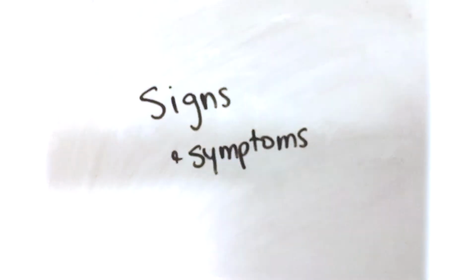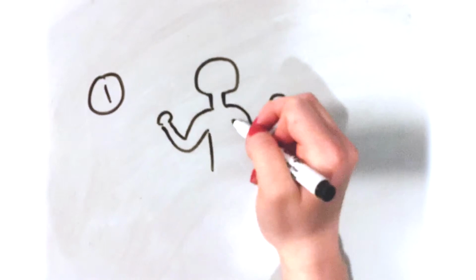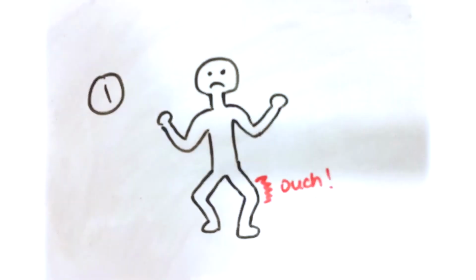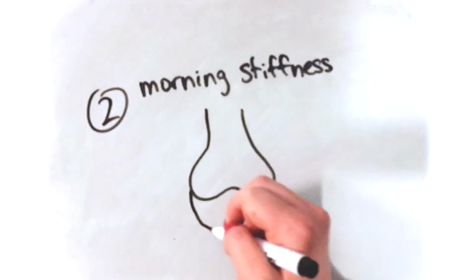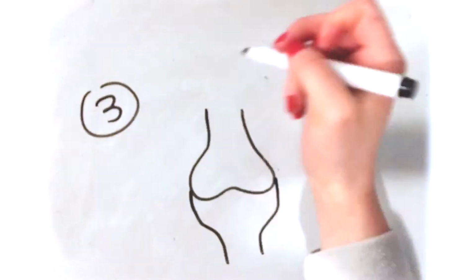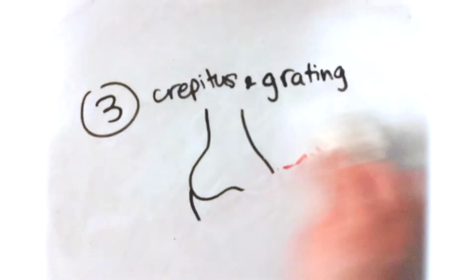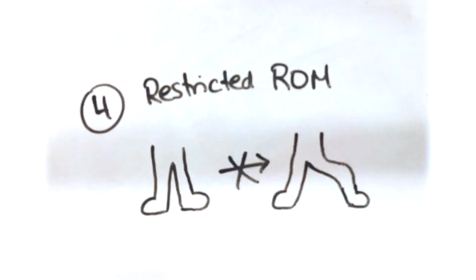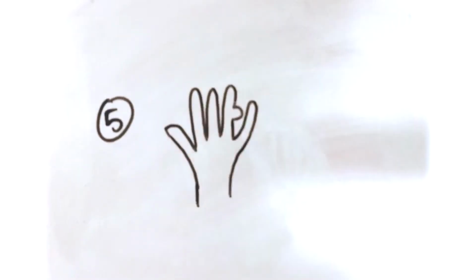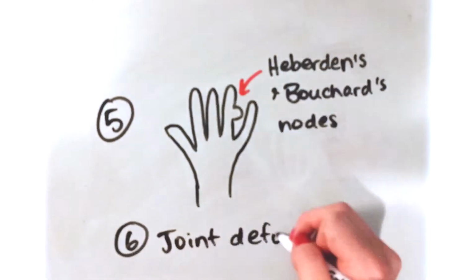The signs and symptoms of osteoarthritis include pain, especially with activity, morning stiffness, which typically subsides after 30 minutes, crepitus and grating, restricted range of motion, Heberden's and Bouchard's nodes, and joint deformity.